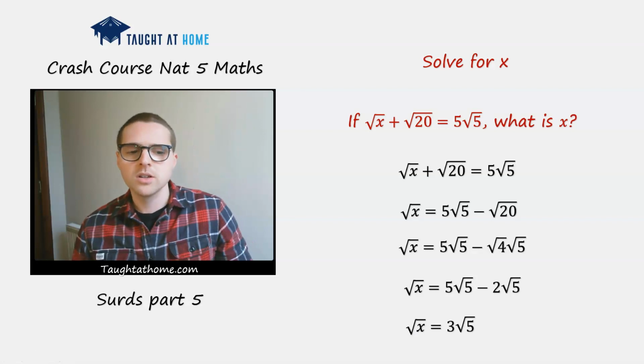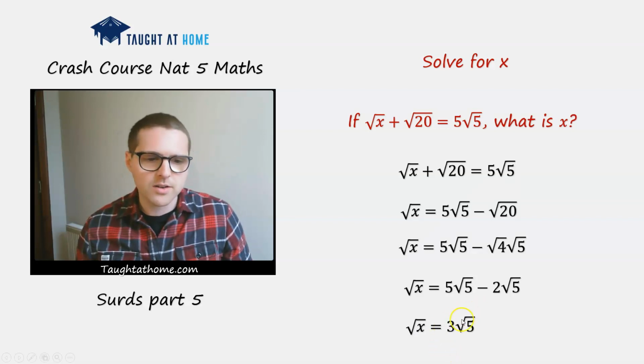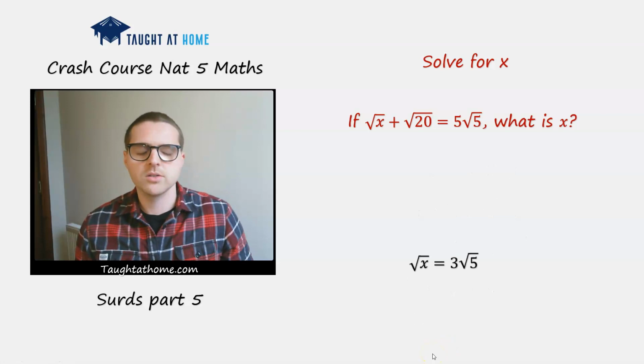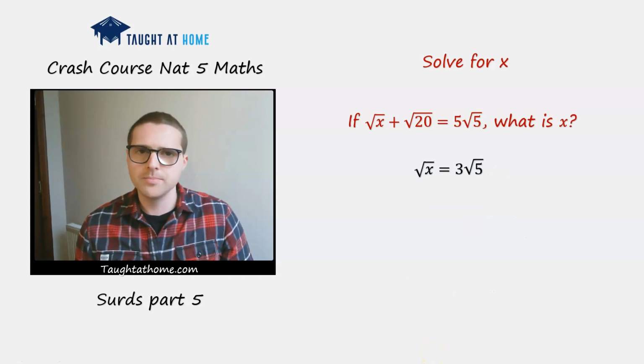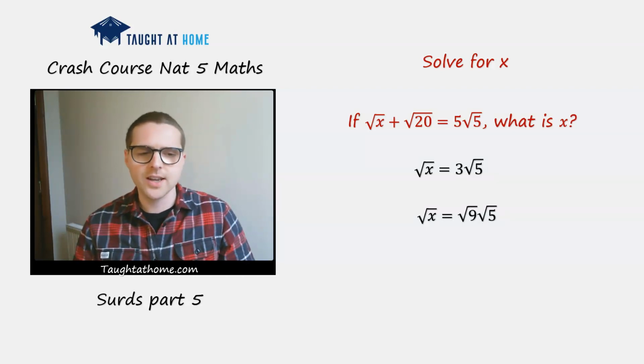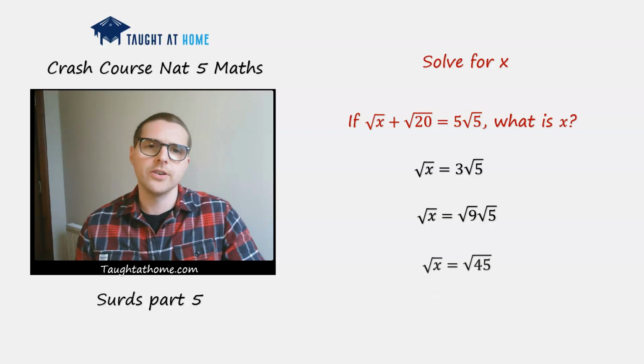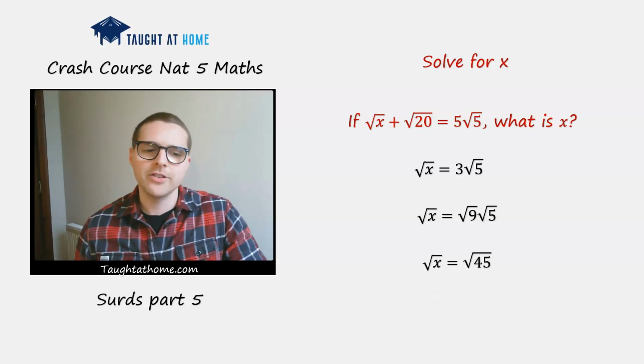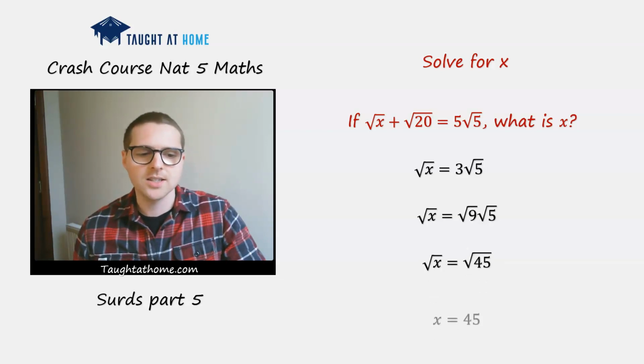And now we're going to convert 3 into a square root and combine. So what will that be? That's going to be root 9 root 5. We're going to multiply root 9 and root 5 together, which will be root 45. And finally, we have x is equal to 45.